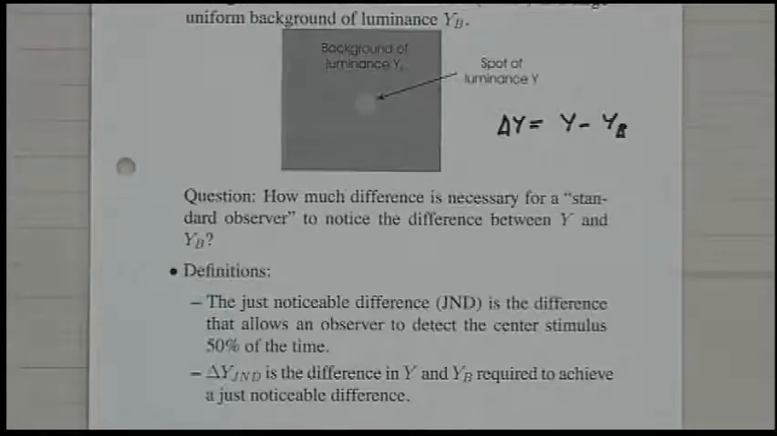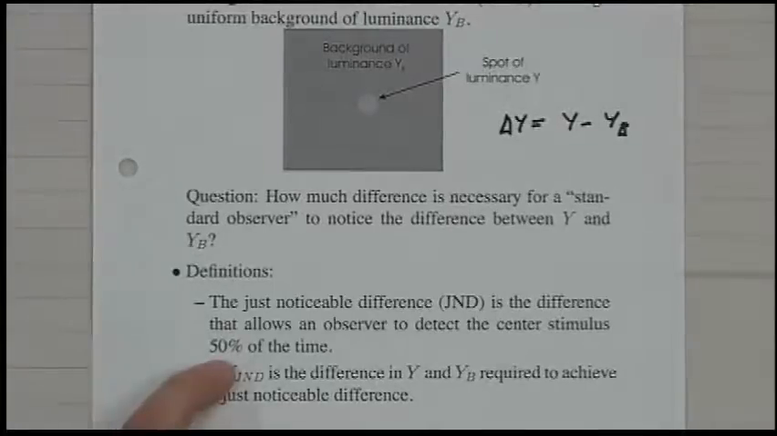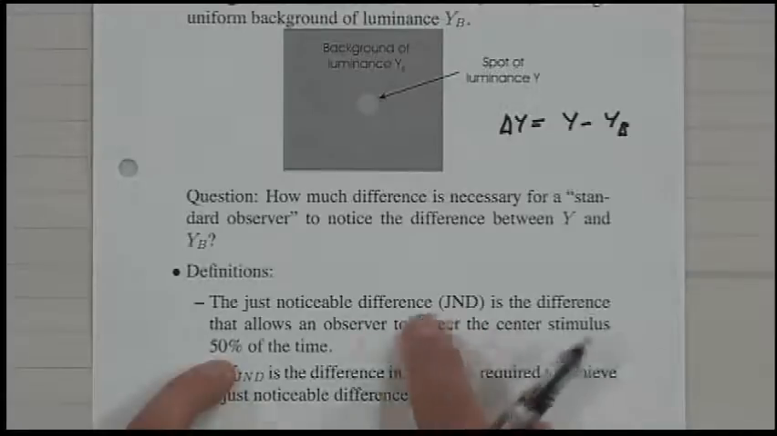And then you can ask the question, when are you going to be able to detect that dot with 50% accuracy, okay? 50% of the time. So properly formulated, you can come up with the criteria. And that point at which you can just notice the dot, you're right between the point where you can notice it, where you can see it, and when you can't. Right in that in-between state, that's called the just noticeable difference.